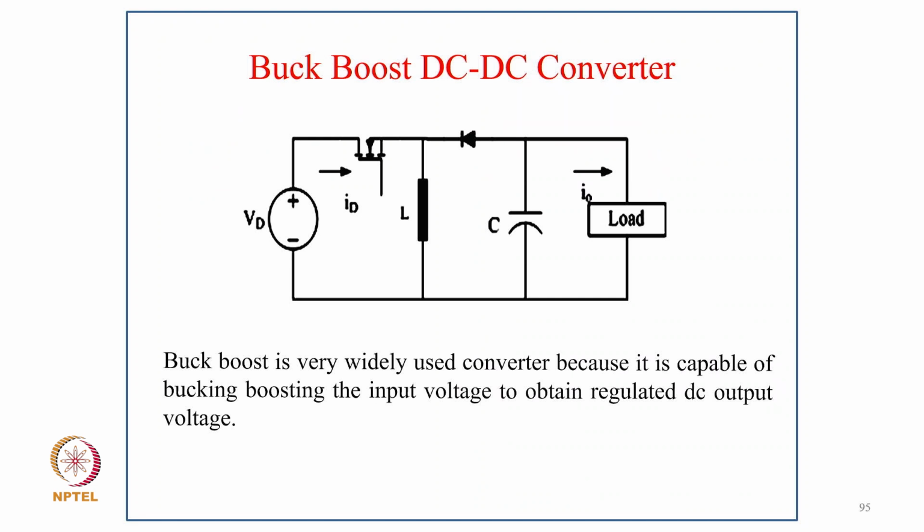Now coming to the third category of converter called the buck-boost converter, the buck-boost DC-DC converter, where we have a source Vd with the switching device, then inductor, diode, capacitor, and load.